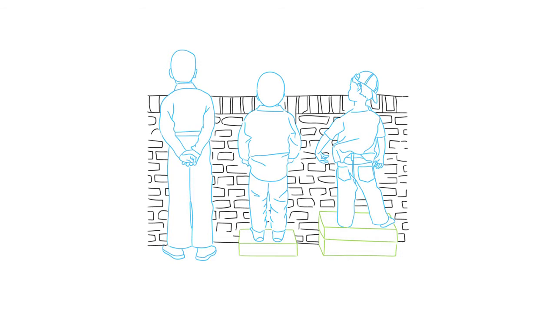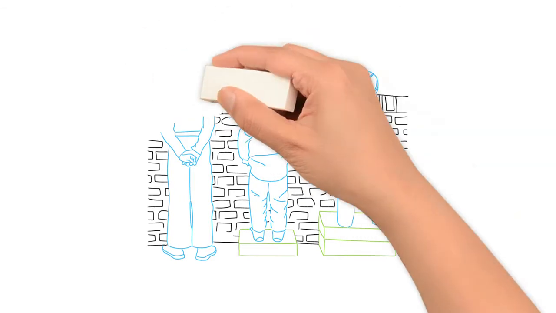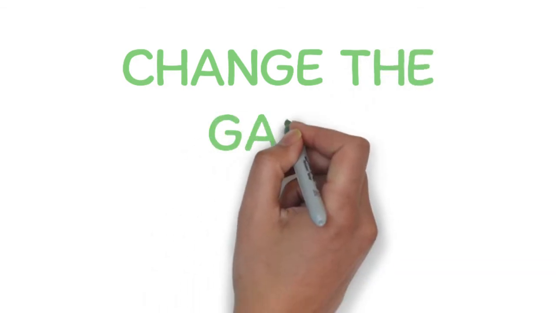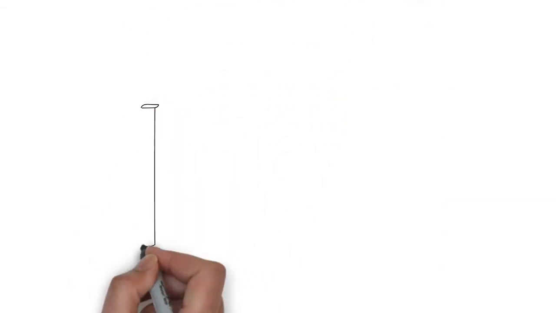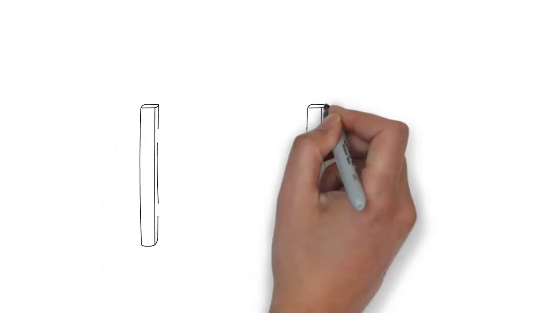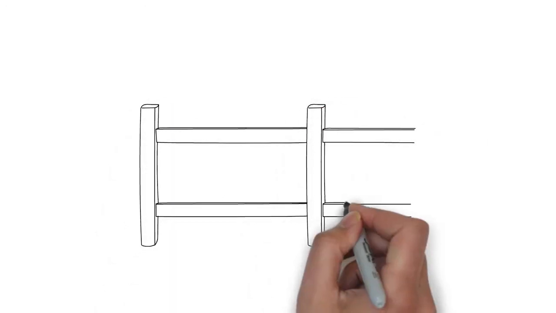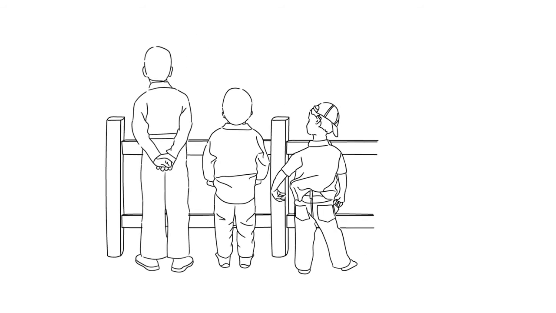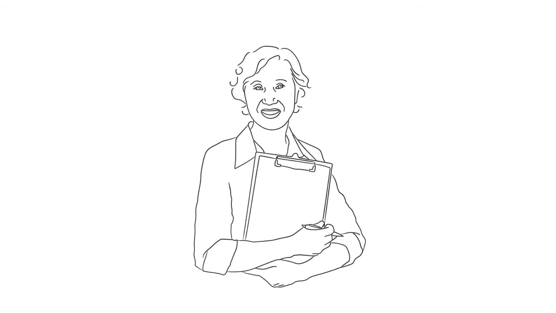What this shows us is that different people will need different levels of resources in order to reach their full health potential. Another way to think about achieving health equity is to consider changing the game entirely. If we replace the solid fence with a see-through one, or take it away entirely, everyone can see without needing a boost. What does all this have to do with environmental health officers?